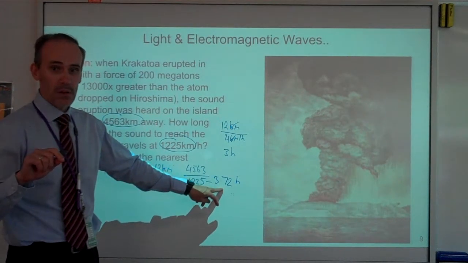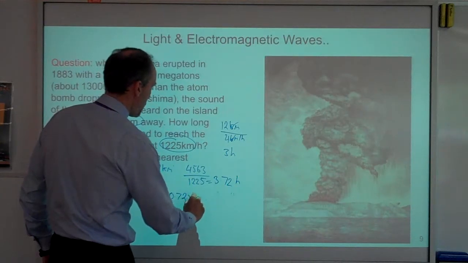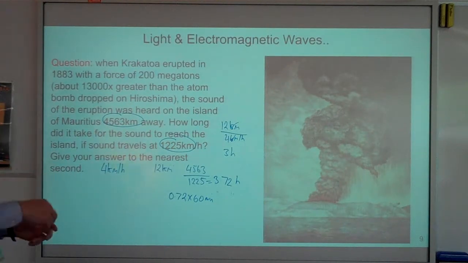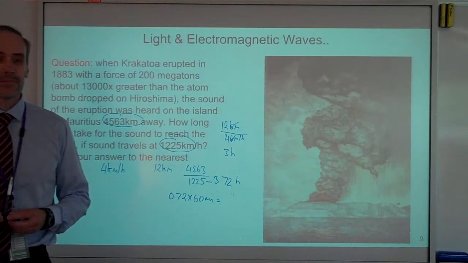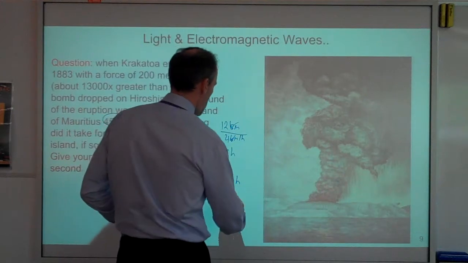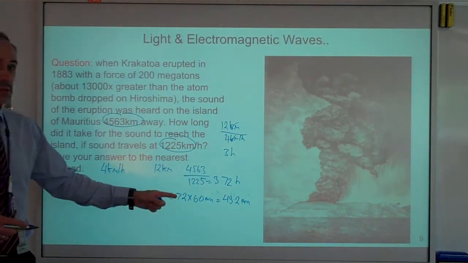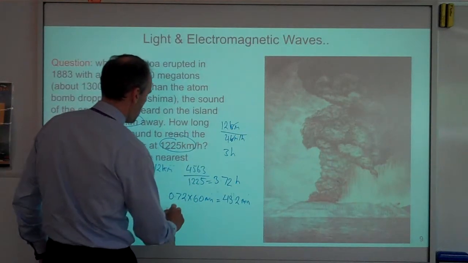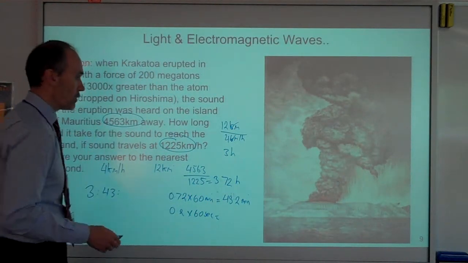And there are 60 minutes to an hour. So what is 0.72 times 60 minutes? Type that into your calculator. 0.72 times 60. 43.20. Okay, so it's 43.2 minutes. Now we can't use decimals. So we've got 3 hours, 43 minutes, and now we go down to 0.2 minutes times 60 seconds, which is 12 seconds.